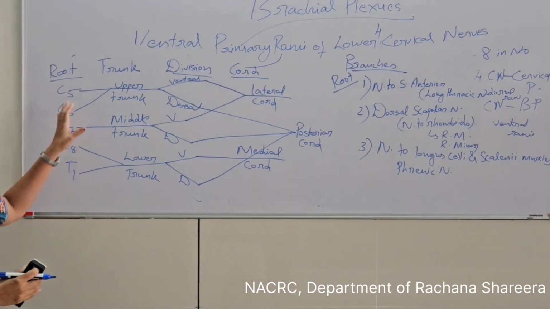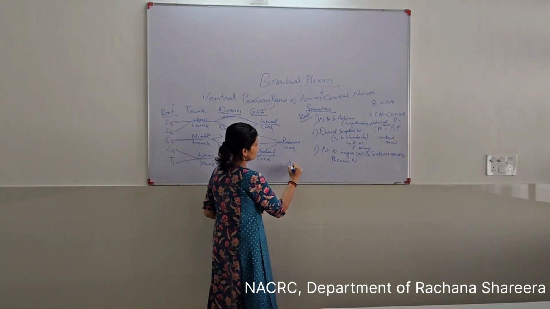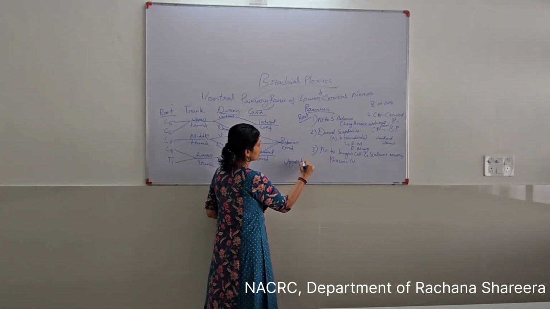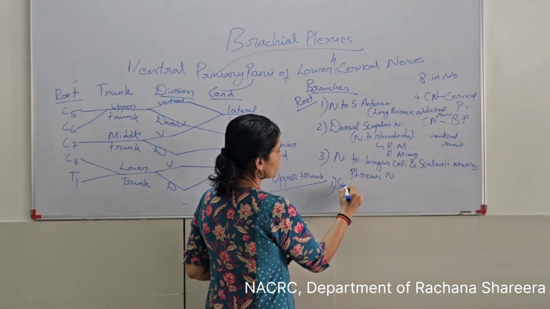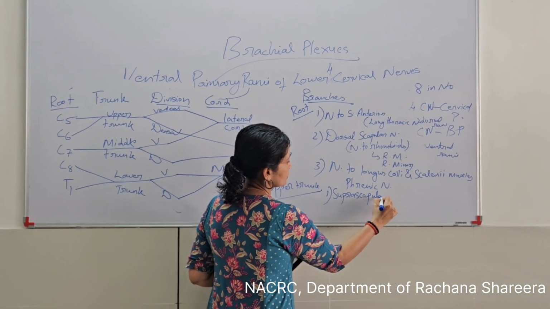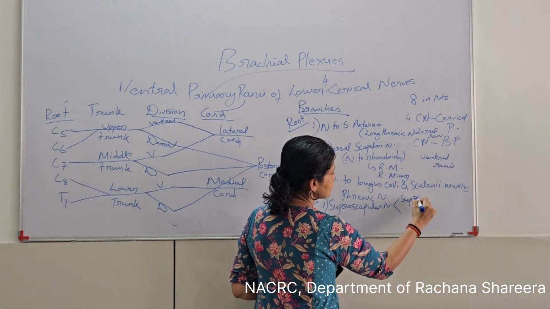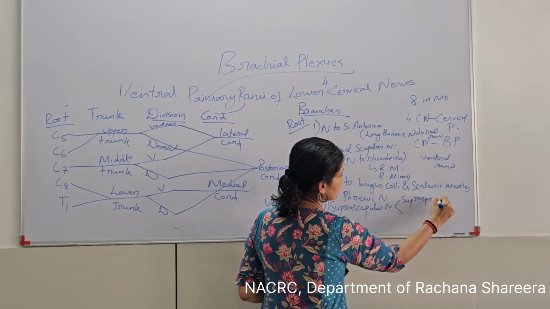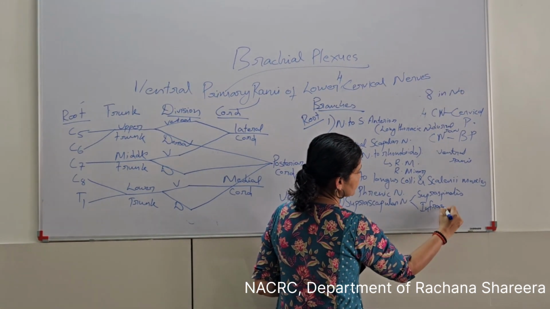From the trunk, only the upper trunk gives branches. So the branch from the upper trunk is the suprascapular nerve, which supplies supraspinatus and infraspinatus.